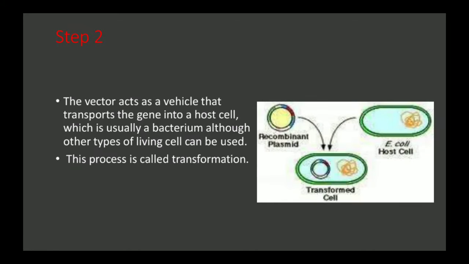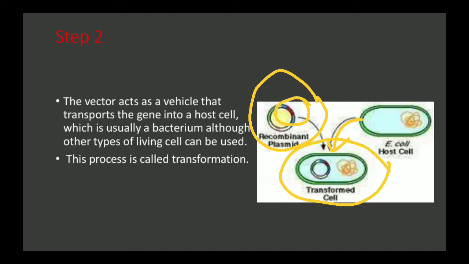Step number 2 is that the vector acts as a vehicle that transports the gene into a host cell. See, this one is the vector which is carrying the gene of interest, and it combines with the E. coli, that is the host cell, and it gives a transformed cell in which you have the chromosome of the host cell as well as the circular DNA of the cloned thing, that is the vector containing the gene of interest. This process is called transformation.